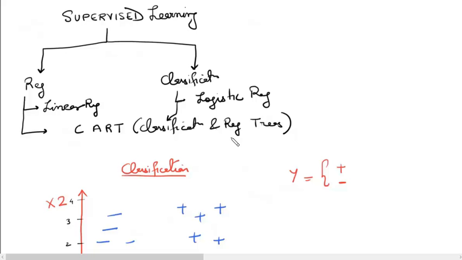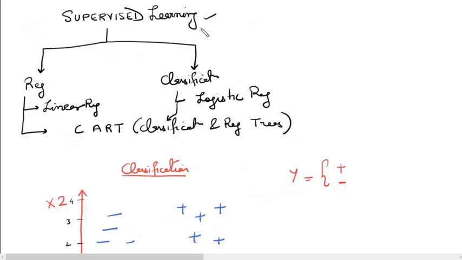Hey, what's up everyone? Welcome to a new module where we discuss a new algorithm, classification and regression trees, or more commonly known as CART or decision trees. This algorithm can be used for both regression and classification. So let's do a quick recap.